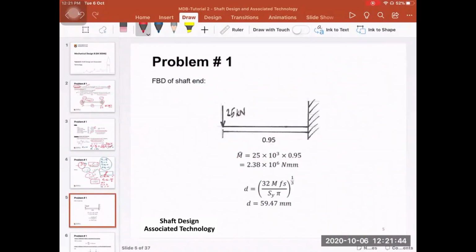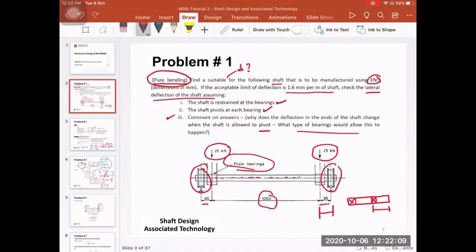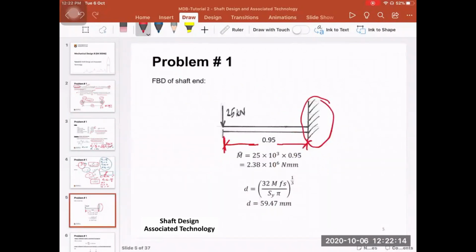Okay, so in the first case, if we have a constrained shaft at the bearing, the overhang portion, that is from the bearing to here, the center of the wheel, is 0.95, and this here shows you the constraint. If the shaft, you see here, is restrained at the bearing, we're going to consider that the overhang portion is like a cantilever beam.